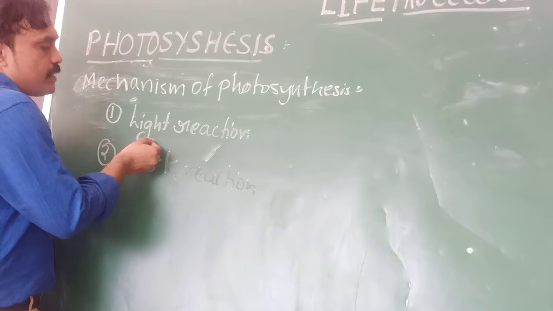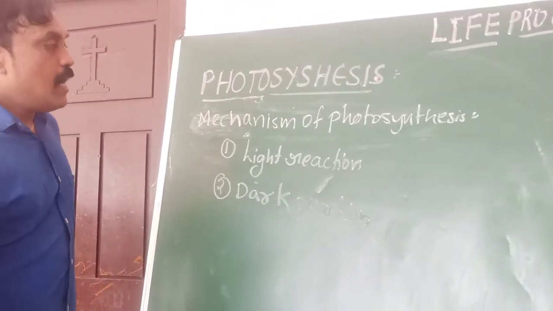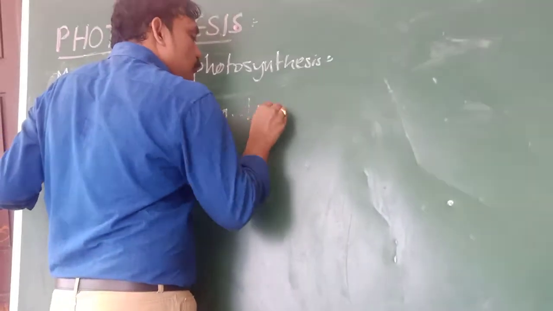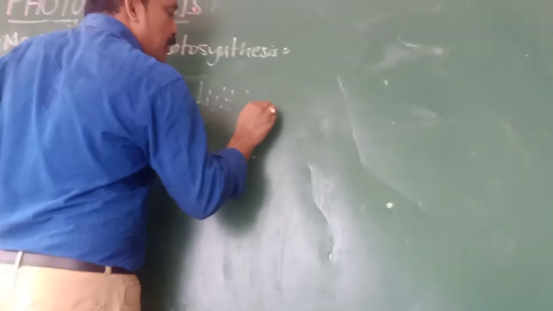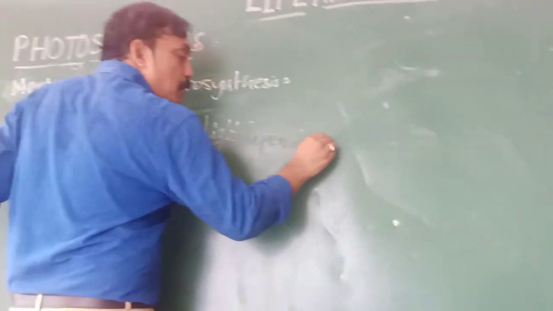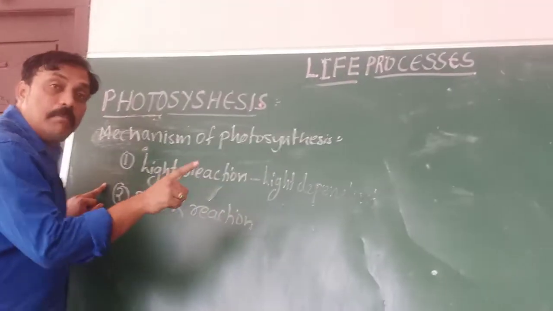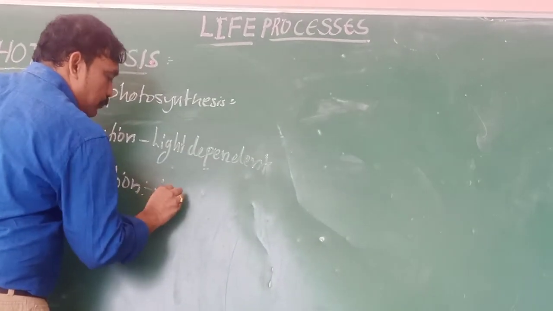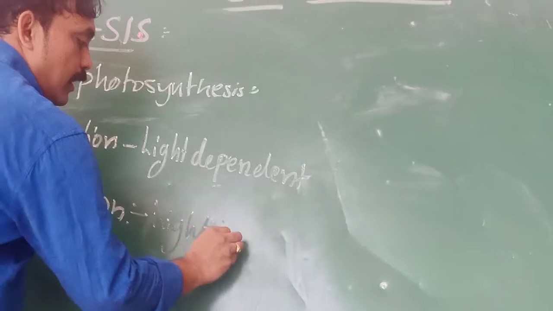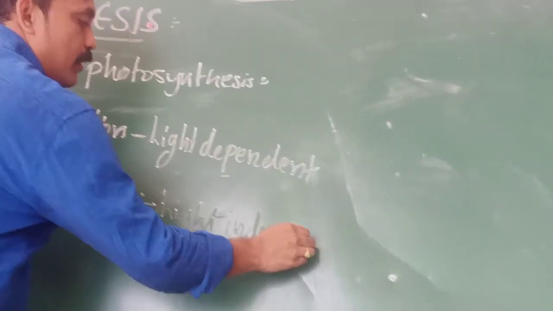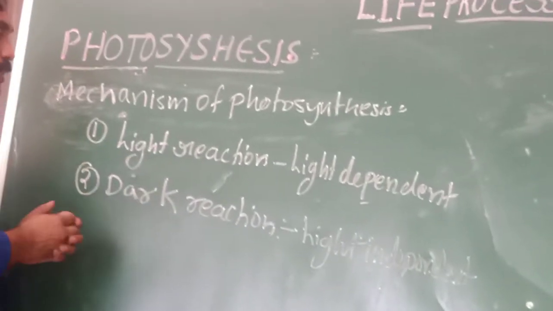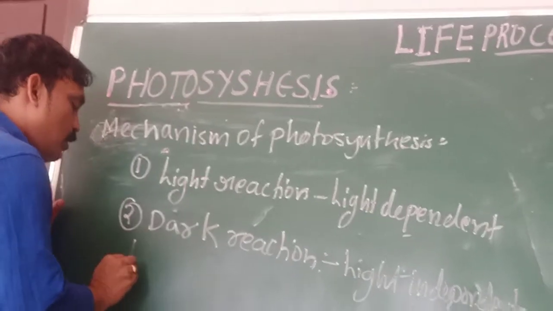The first one is light reaction. What is light reaction? It is also called light dependent reaction. It depends upon light, so it is the light dependent reaction. And the second one is light independent reaction. It does not depend upon light. So, light dependent reaction and light independent reaction. The first one, light reaction, we are going to discuss now.